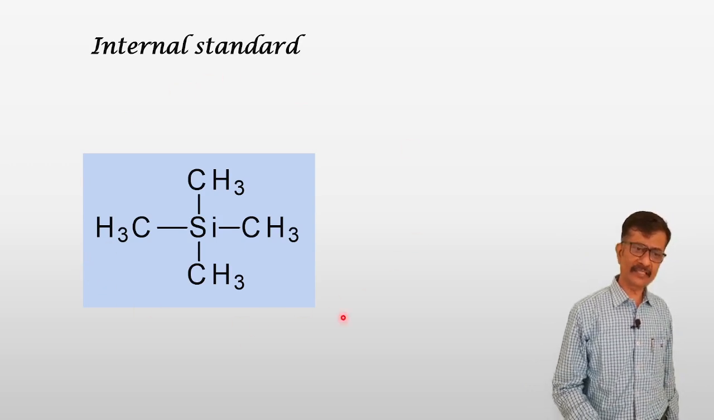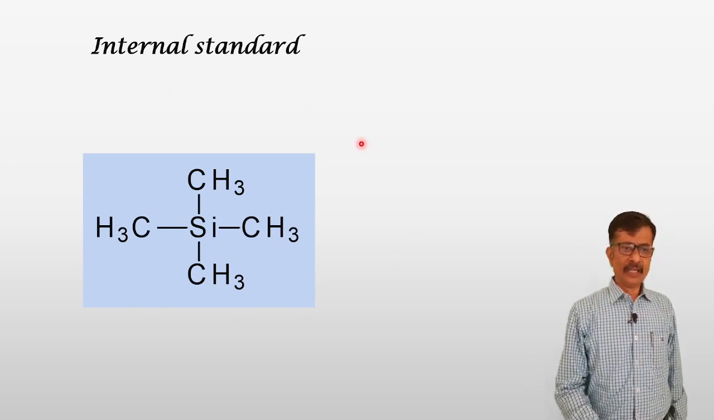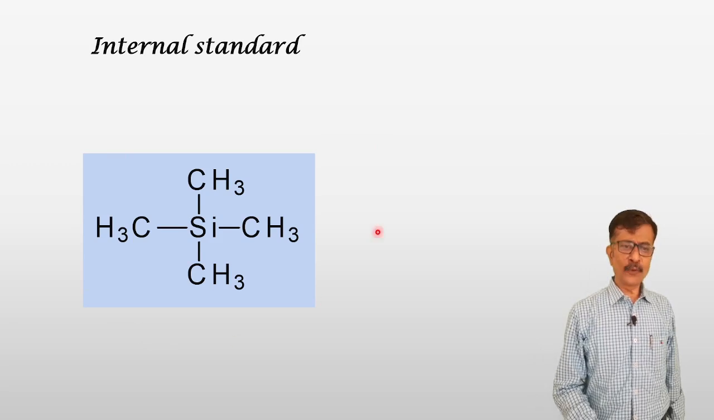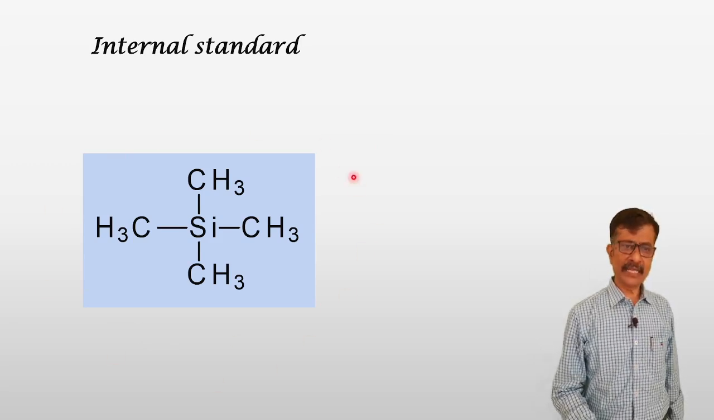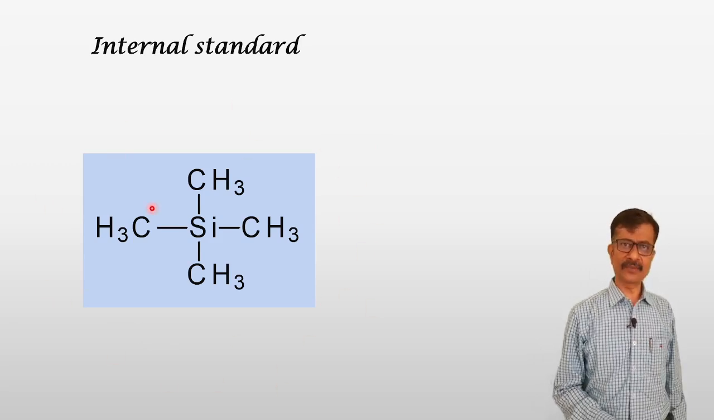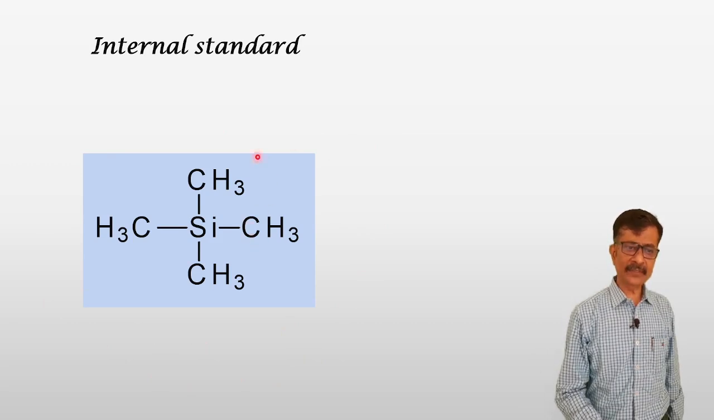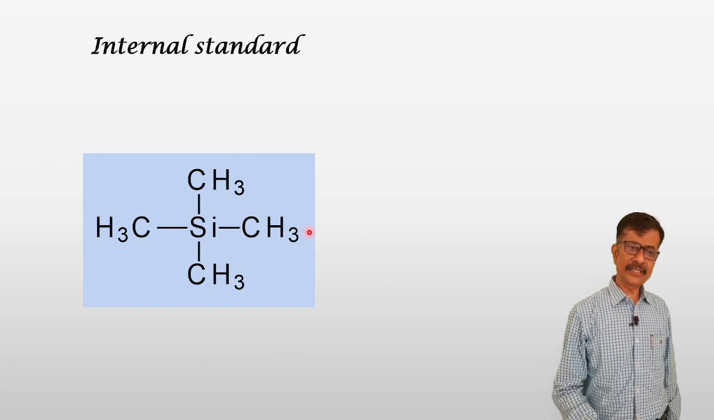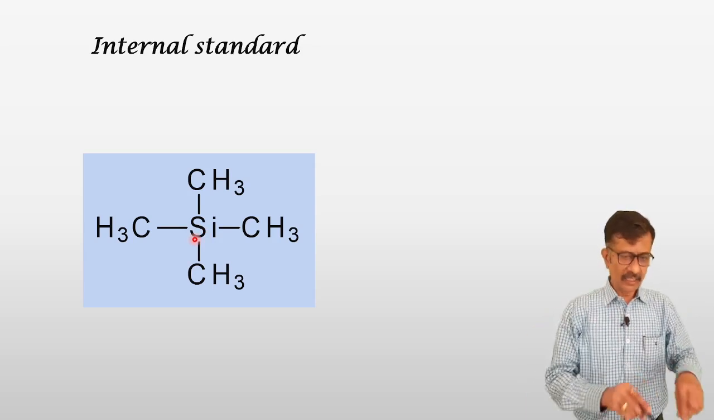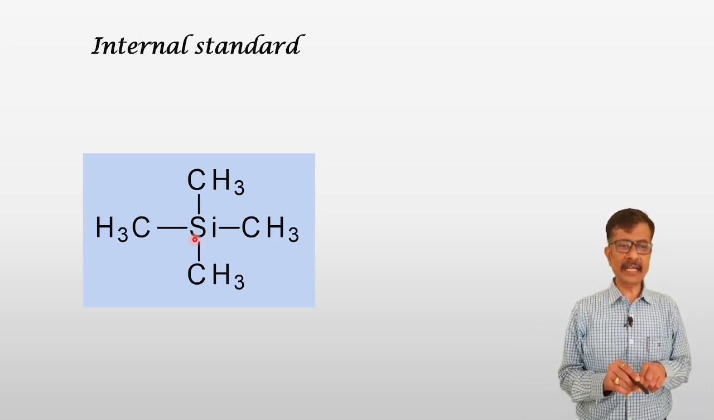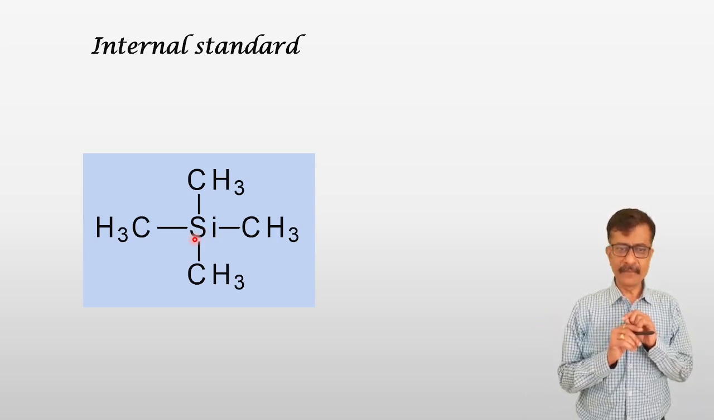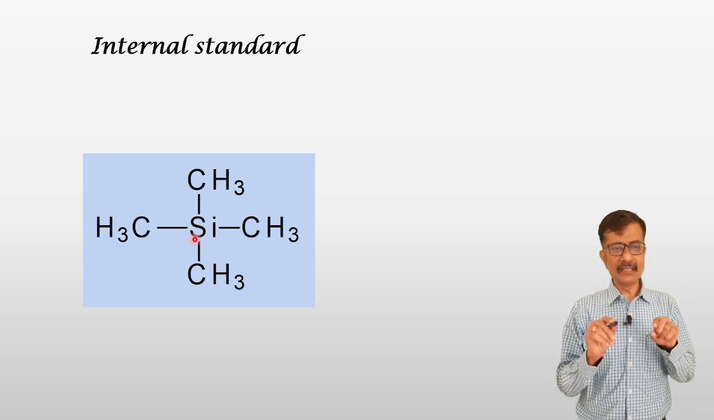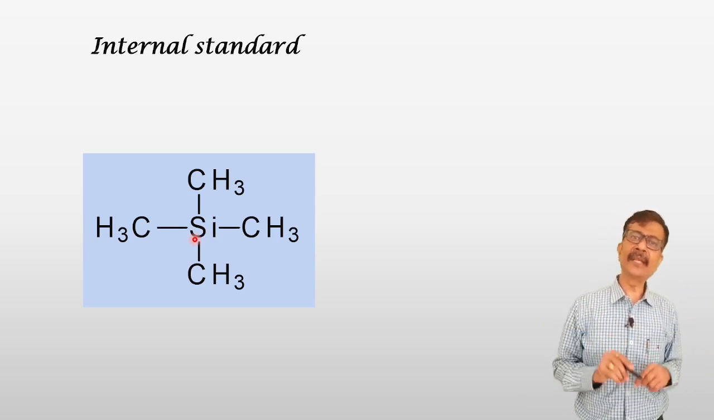If you look at the structure of this, it has 4 methyl groups, so it has a total of 12 hydrogen atoms. All these hydrogen atoms are in the same chemical environment, because all 4 CH3 groups are connected to the same Si, and so all 12 hydrogen atoms are in the same chemical environment.